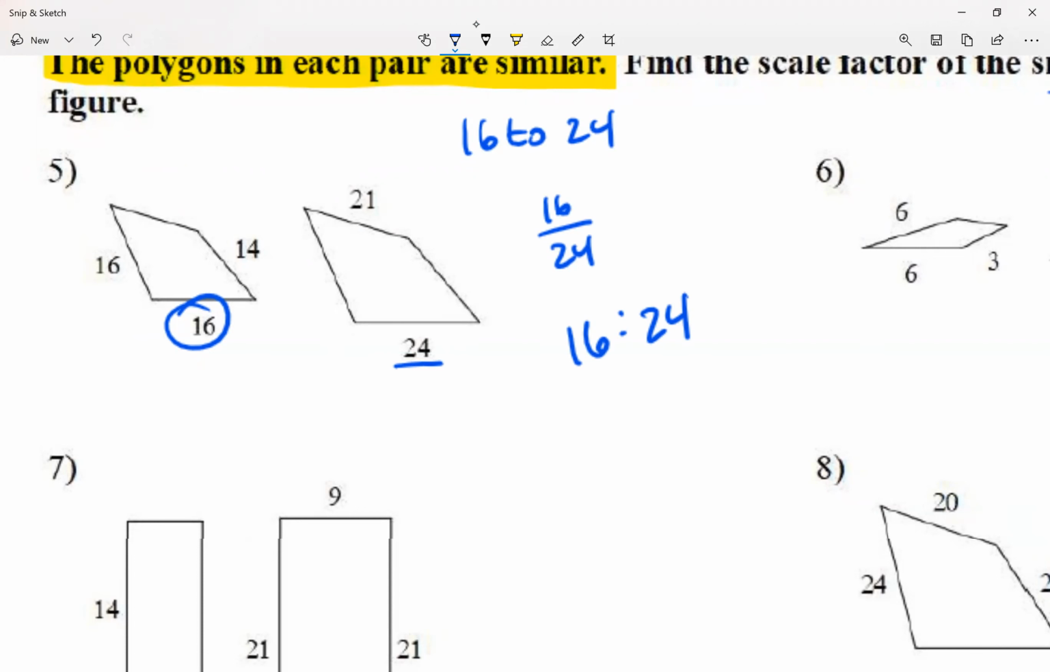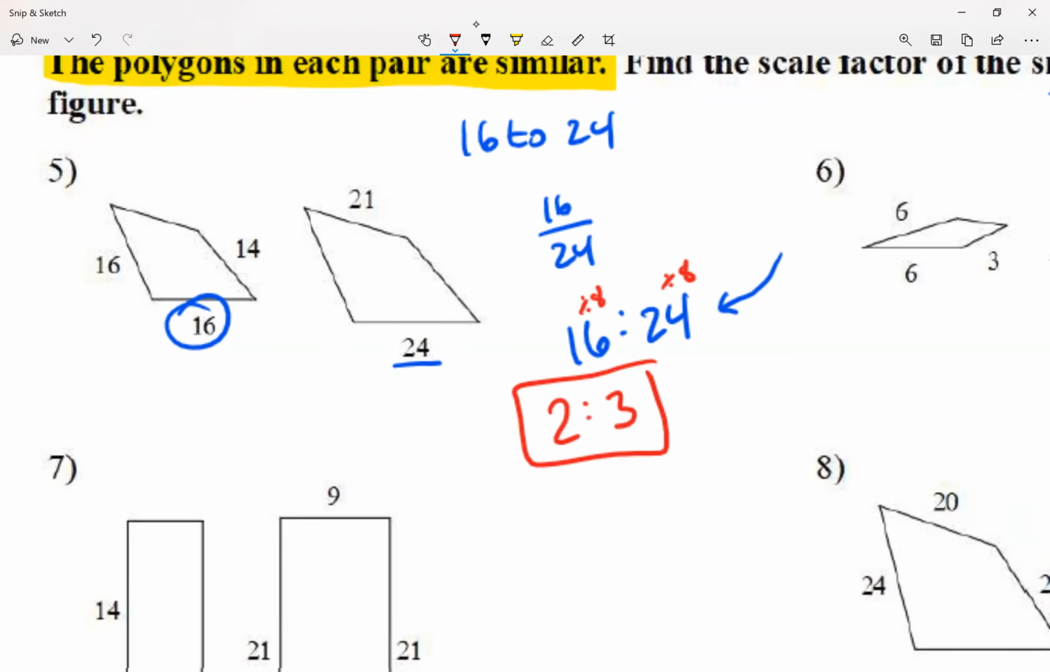So we're going to do this third version, 16 to 24. However, make sure you simplify your numbers. If there is a number that you can divide 16 and 24 by, simplify them. In my case, let me divide each number by 8. So my answer will be 2:3. Again, keep in mind, the small number comes first. So it's 2 to 3. All right, not too hard.